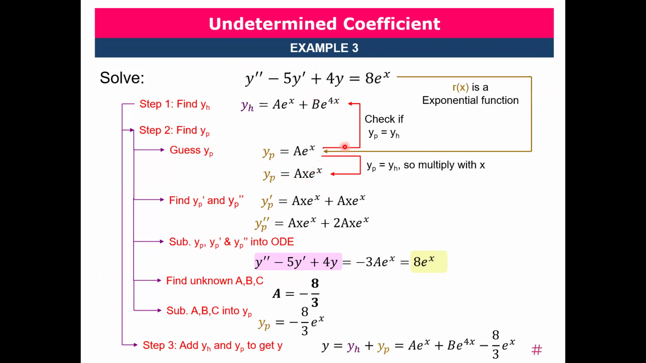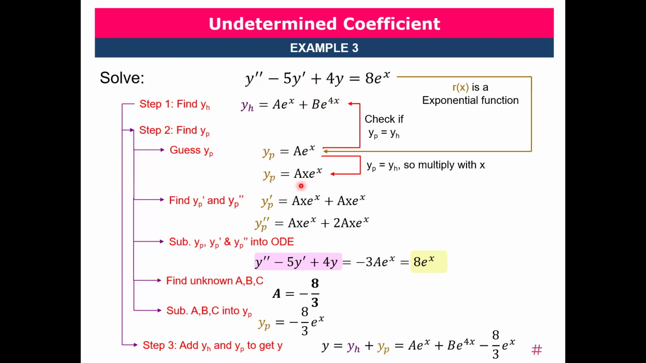But for this case, since the roots of this ODE are distinct, not equal, then this is the YH. The YH doesn't have any x after the B term.